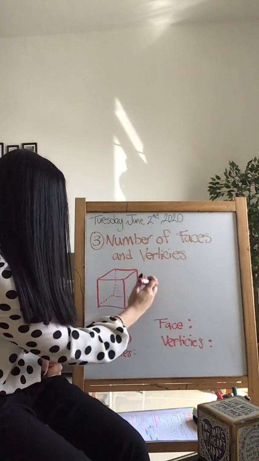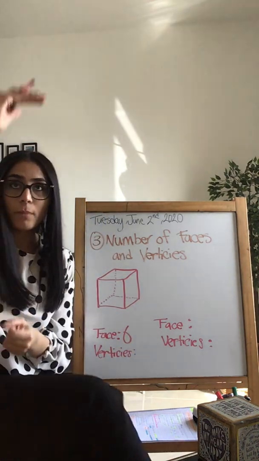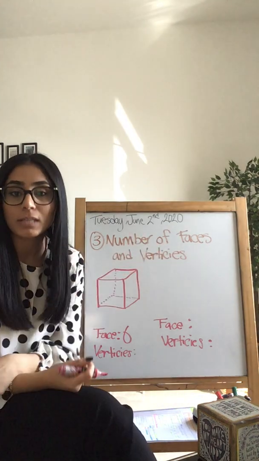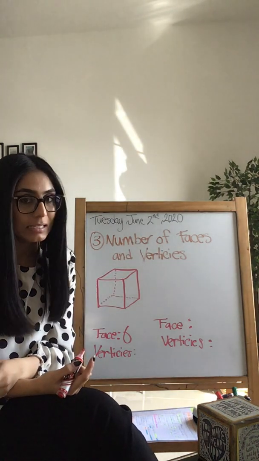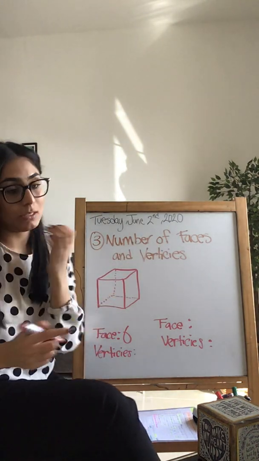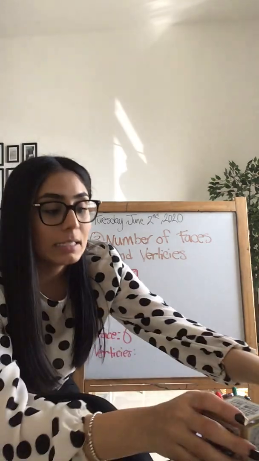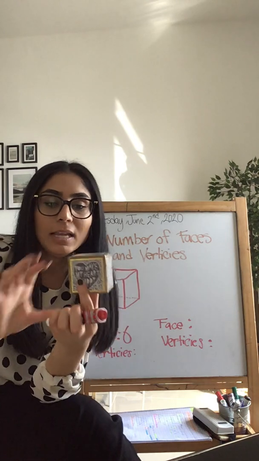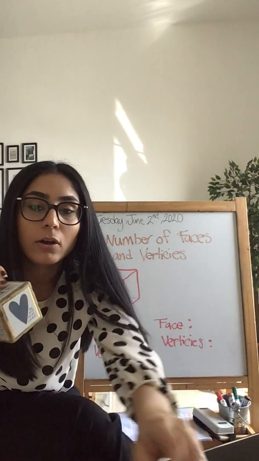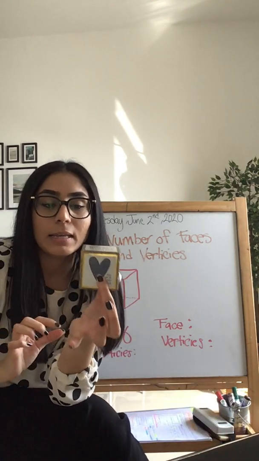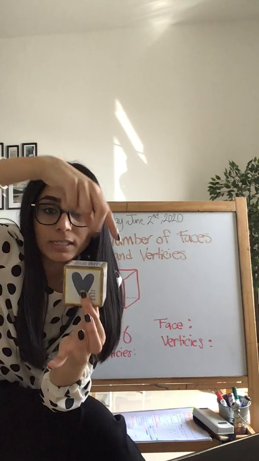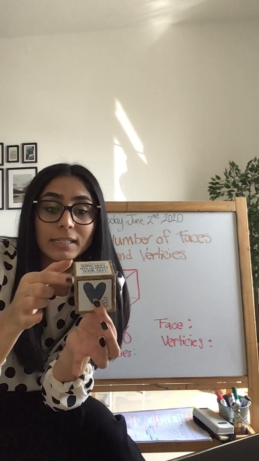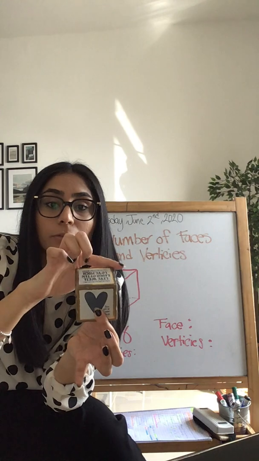So 1, 2, 3, 4, top, bottom. There's always a top, bottom, and then however many on the side. So there are 6 faces. Now, vertices, where are all the places that create a corner or where they meet? So let's look at this one. I'm going to hold it again so you can see the heart. That doesn't move for you. Now, where are all the corners? So I see, if I just tilt a little forward, there's 1, 2, 3, 4.